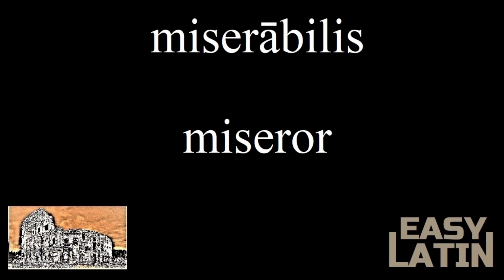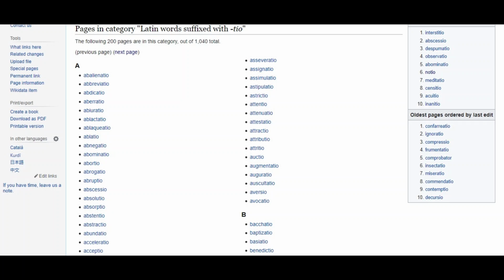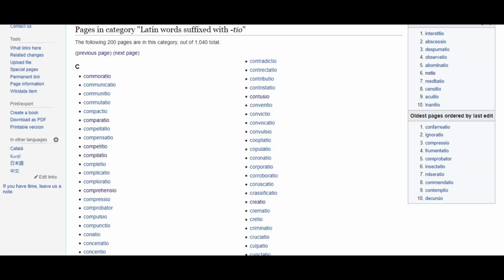And from miserabilis, we get the deponent verb miseror. And what happens when we become miserable? We lament and bewail, which is what miseror means. Hopefully you won't be miserabilis now that you know how easy Latin can be. There are over 1,200 words that end in tion or ment or ble. So if we learn these 3 endings, we can really increase our vocabulary in Latin, especially if we learn their associated verbs.